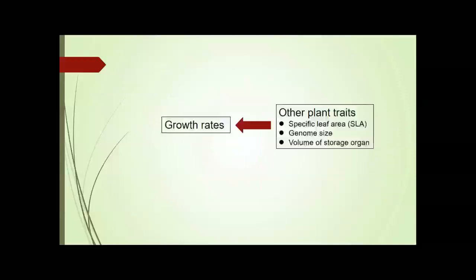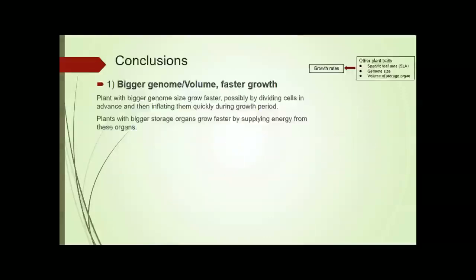Okay, here's the conclusion. First of all, their relationship. We found in our results that plants with big genome size or with big volume grow relatively fast and absolutely fast. So plants with big genome size grow faster, probably because in the early growth season they divide their cells first and then inflate the cells later. And plants with bigger storage organs could grow faster by supporting the resource from the organs.